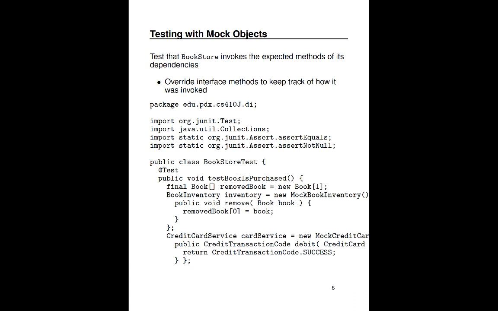So in order to keep track of what book is actually removed from the book inventory, we create an anonymous subclass of mock book inventory that overrides the remove method to basically store the book that was sent to it off in an array so that we can access it later. Furthermore, for this test, we want to make sure that when the debit method is invoked, it always returns success. Doesn't matter what credit card, doesn't matter what amount. For this test, all we're doing is making sure that the book is removed from the inventory. So our credit card service, well, we want it to be pretty simple. Any transaction is successful.